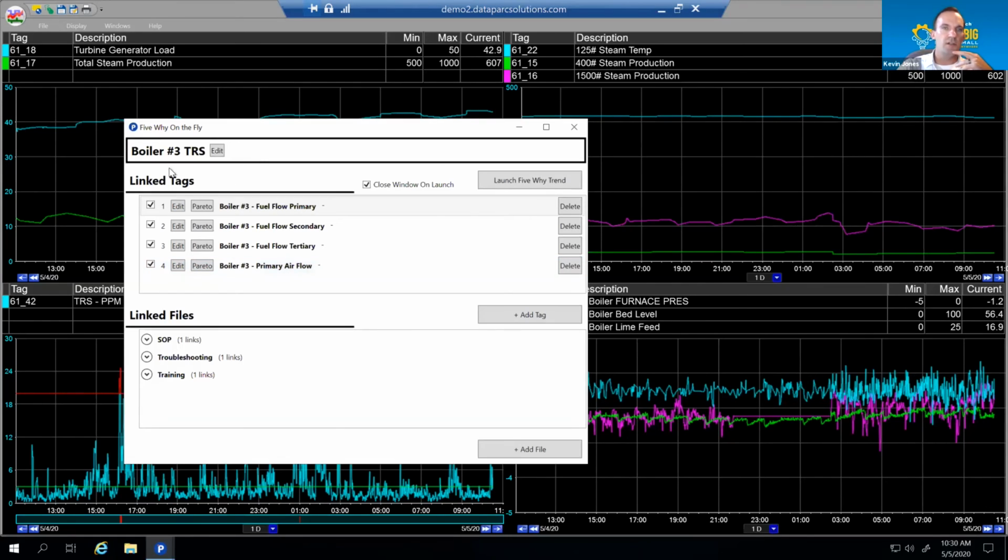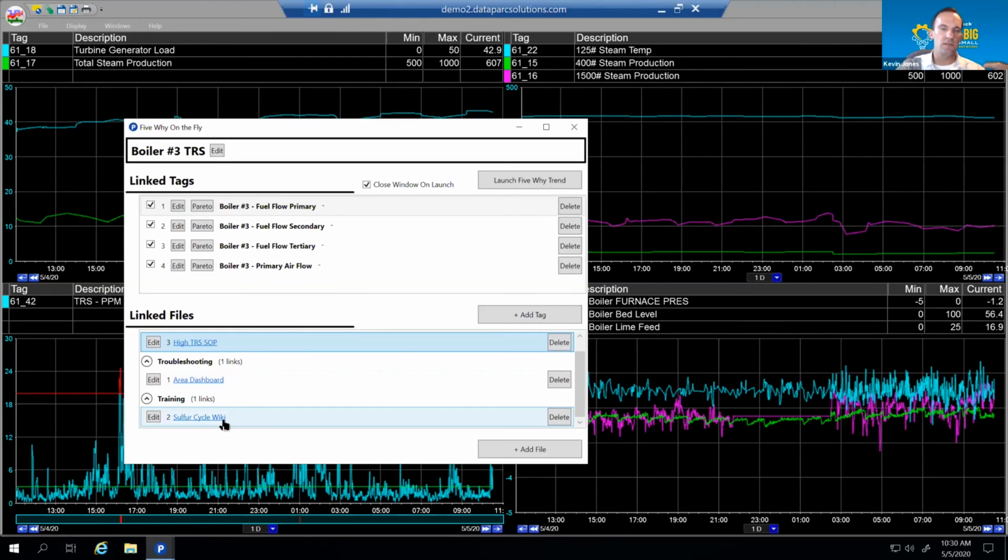So I have a series of other process tags, in this case the fuel flow and the air flow to the boiler. Those are associated to my TRS, but I also have other documents. As I mentioned at the beginning, this is where standard operating procedures can come into play, where we can have a link to our standard operating procedures that anybody can access. We could have a link to other dashboards, training content. In this case, it's just a URL to Wikipedia, so it could be an internal intranet site. It's just putting, in your visualization tool, links to all of the content that you need to solve a problem.